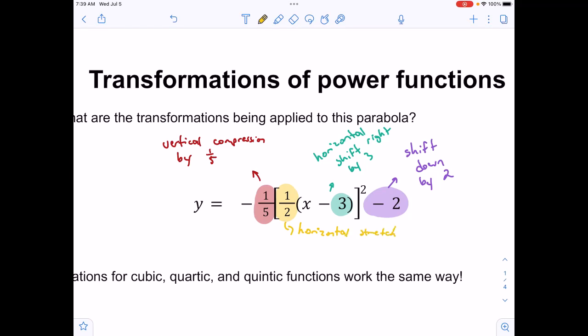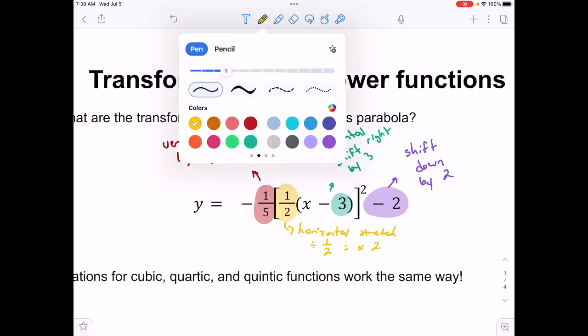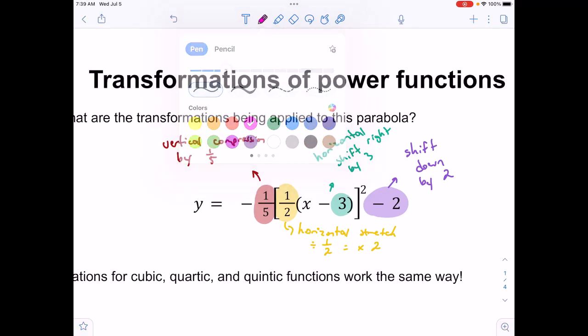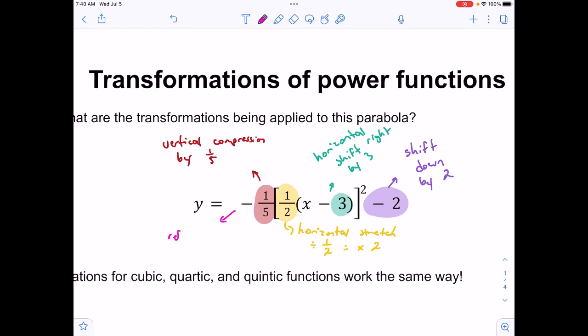Because what's going to happen is I'm going to be dividing all of my x values by a half, which is the same thing as multiplying by 2, which is how it ends up being a stretch at the end of the day. And the very last transformation that we have here, and I'll do it in pink, is this one. It is our negative at the very front. This is a reflection across the x-axis.